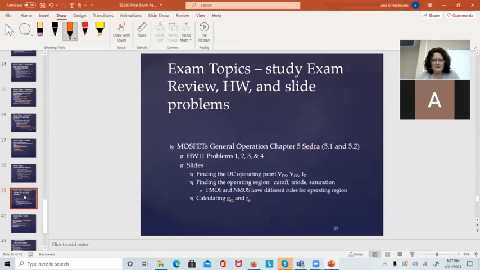MOSFETs, yes. Finding the DC operating point, that's a good thing. Finding the operating region, there's a lot of examples of that on exam 2. Remember that PMOS and NMOS have different rules for the operating region, but I can use the same currents. Be able to calculate gm and ro. How can I get that all into one problem? So yeah, I care about MOSFETs.